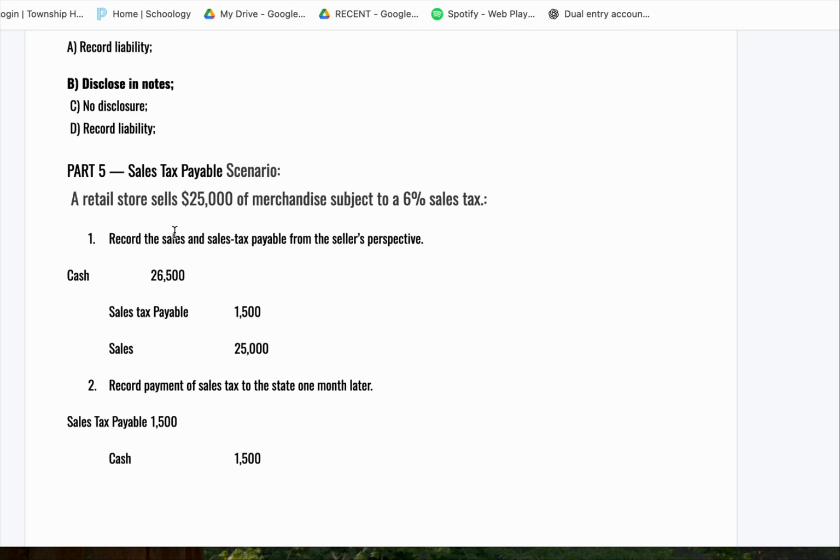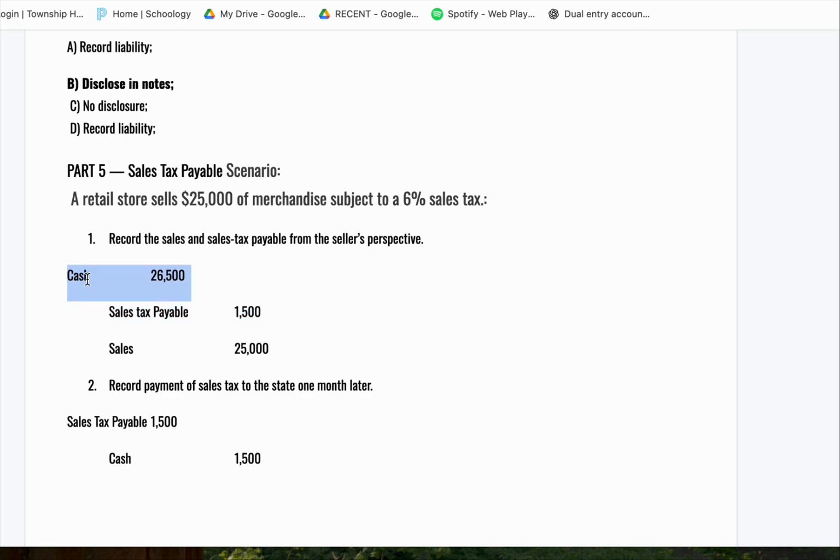Last thing here is sales tax payable. As you know, when you go to any store and you purchase something, they add tax on top. This is from the company's perspective, how they journalize for that. So this was on a $25,000 sale with $1,500 of sales tax put on top of it. So the company received $26,500.